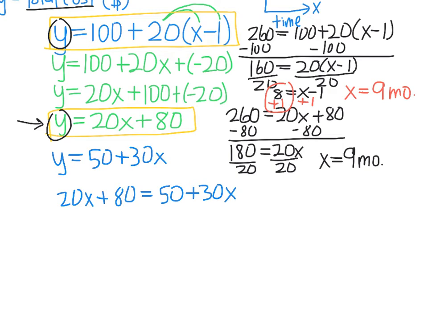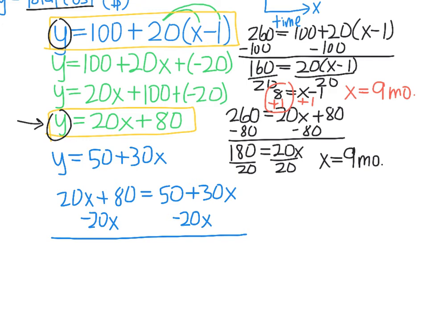Now we need to get all of the x's to one side and all the numbers to the other. So I'm going to start by subtracting 20x from both sides. I chose which one to do it. You could really start with any one of the four. I could have subtracted 30x from both sides. I could have subtracted 80 from both sides. I could have subtracted 50 from both sides. You could have started with any one of the four. I chose what would give me a positive x because negative x's kind of tend to confuse people.